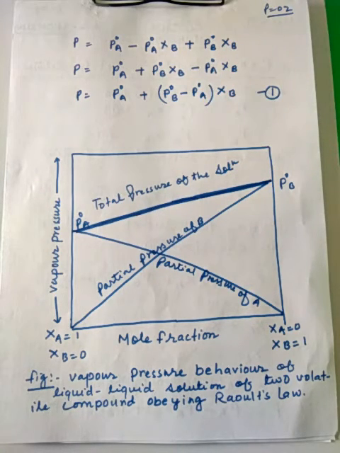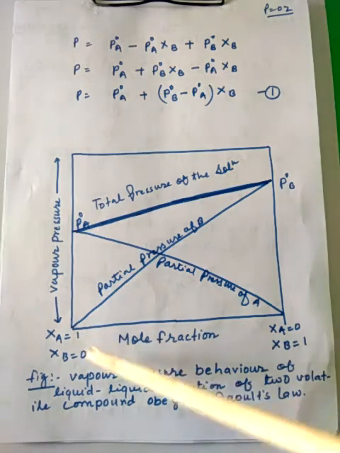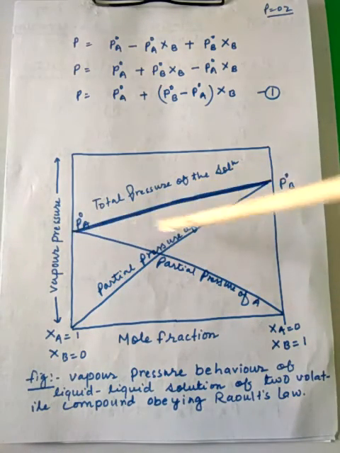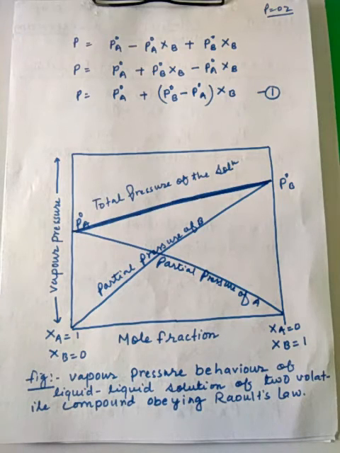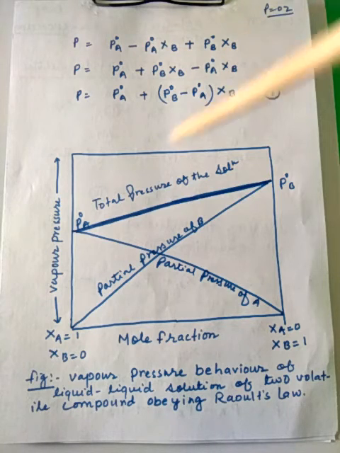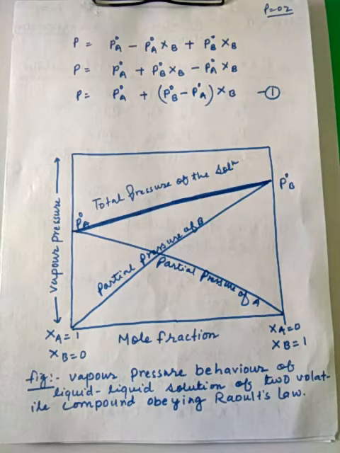Now we plot the graph between mole fraction and vapor pressure. Here, when XA equals 1, XB equals 0, and when XA equals 0, XB equals 1. This line indicates the partial pressure of B, and this line indicates the partial pressure of A. Partial pressure indicates the vapor pressure of one component in the solution. This line indicates the total pressure of the solution, that means P equals P naught A plus P naught B.